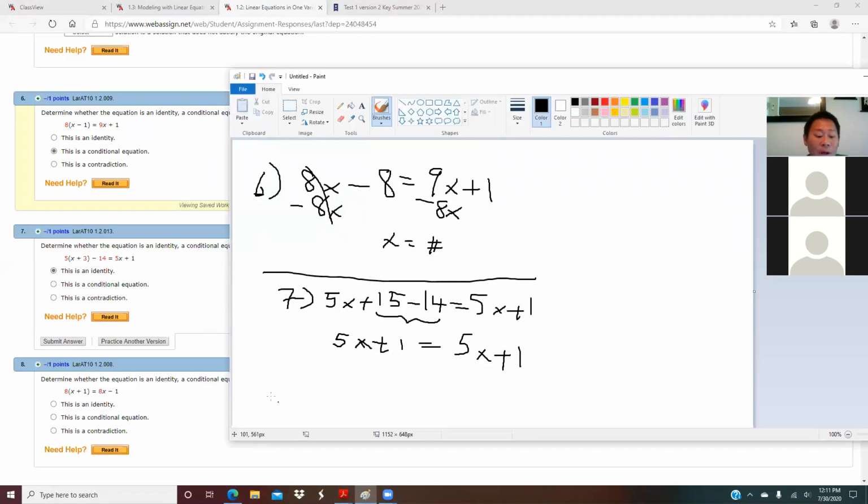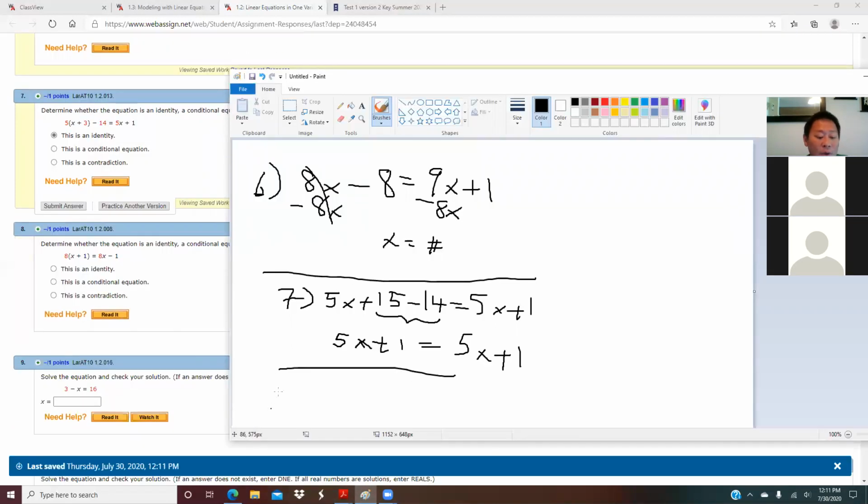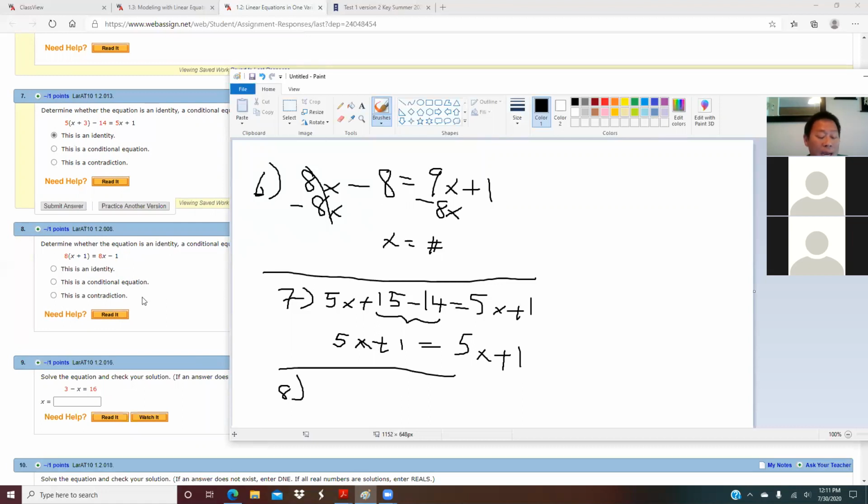Okay. And the last one is number 8. You just solve again. So 8x plus 8, because I distribute the 8 to the 1, so I get 8, equals 8x minus 1 on the right side. And then what you do here is you subtract 8x. So both x's cancel. And what you get here is 8 on one side and -1 on the other side. So this gives you what we call false. False means it's a contradiction.